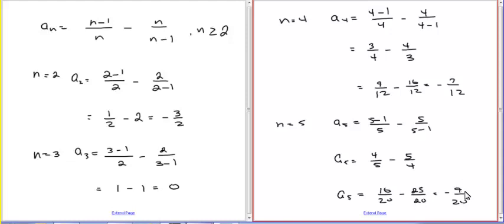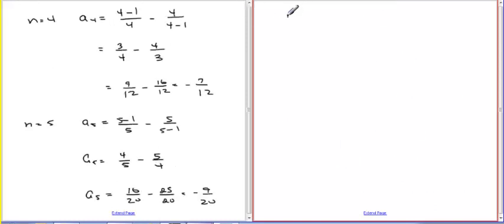And 9/20 is going to be approaching... I'm trying to decide whether this... if we do a large number, let's try n equals 10, let's see what happens. So a sub 10 is (10 minus 1)/10 minus 10/(10 minus 1), which is 9/10 minus 10/9. Looks like it's approaching a half, I think. Is that right? Maybe not. Okay, let's do it again.